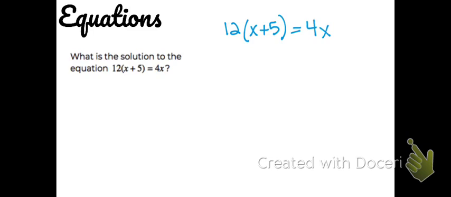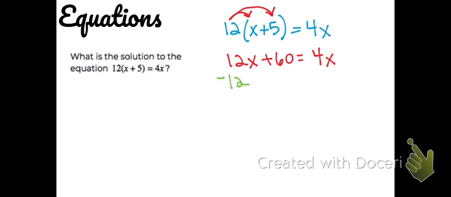You always first want to distribute before you move anything around. So 12 times x, and then 12 times positive 5. So distribute, and then you want to move it so all the variables are on one side. Since my right side only has something with the variable, I'm going to move that 12x over there. So I'm going to move that 12x over to the other side by subtracting 12x.